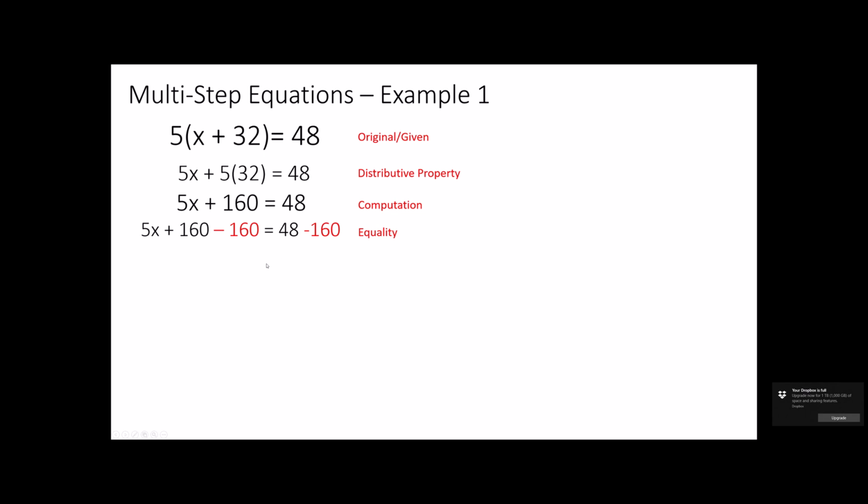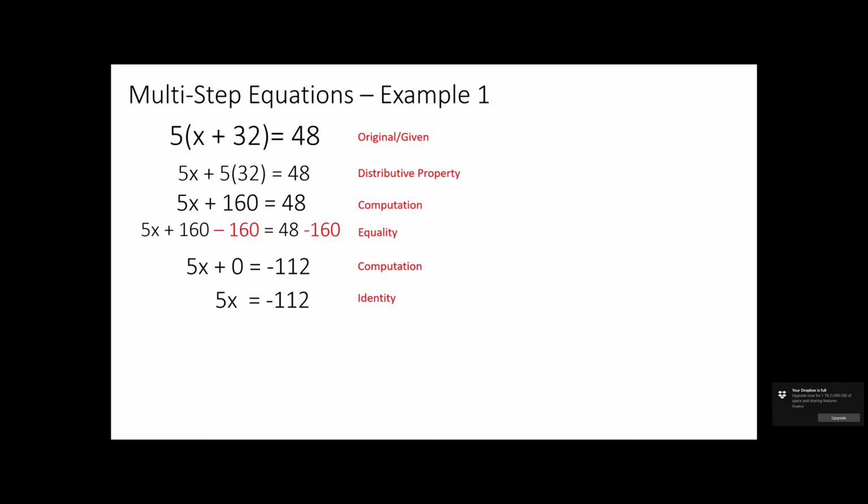Property of equality says I can do whatever I want. And then I do some computation to simplify. I intentionally chose the additive inverse to get the 0 because adding 0 doesn't do anything and I can get rid of it. That's the identity property.